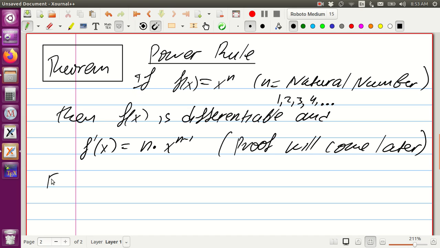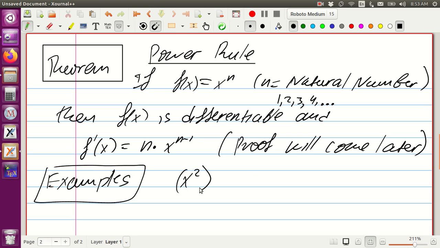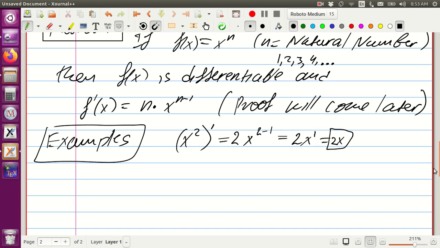So let's do a few examples. Our famous rule that we had before, x squared: we can use this rule now because 2 falls into here. According to this rule, we take 2, put it down, and write x to the 2 minus 1. If we subtract 2 and 1, we get 2x to the 1, which is just 2x. So we can do it a little bit quicker now.